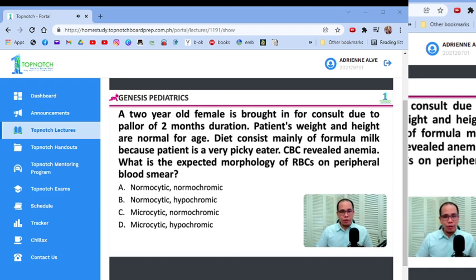So you should be thinking at this point of iron deficiency anemia. It's one of the most common causes of anemia in children, okay? And it's a nutritional disease.